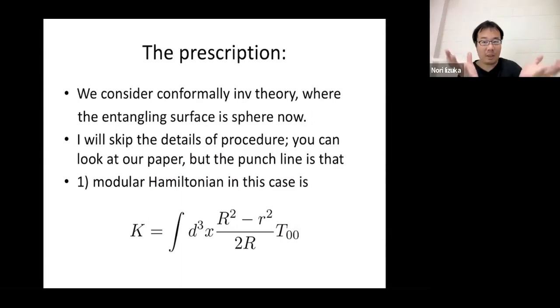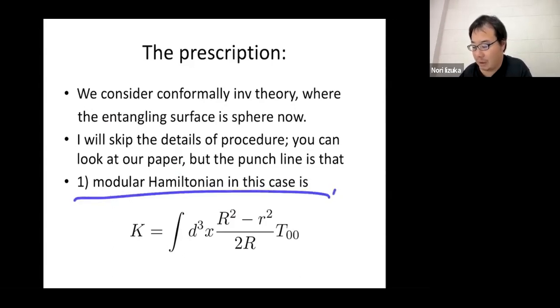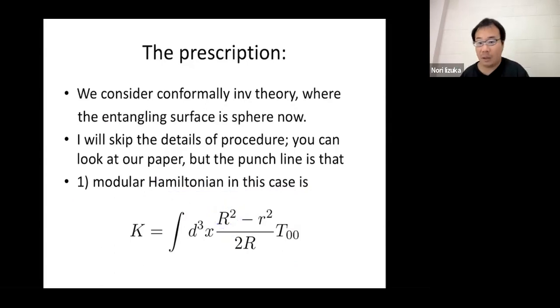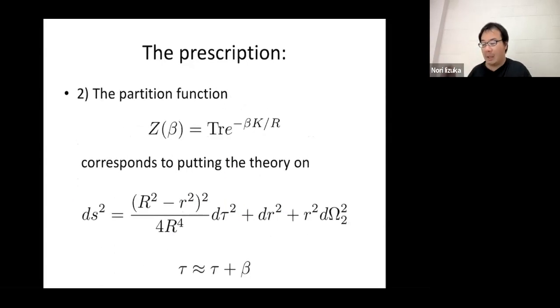Okay, so I consider the entangling surface to be a sphere, and then consider what is the entanglement between the inside and outside of the sphere. That's what I ask. And then again the same. We consider what is the modular Hamiltonian in this system, and that's given by this formula. Capital R is the radius of the sphere, in 4 dimensions. And then in this example, I consider the partition function on this geometry. That's the modular Hamiltonian.